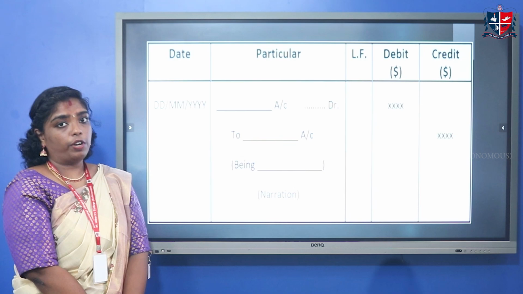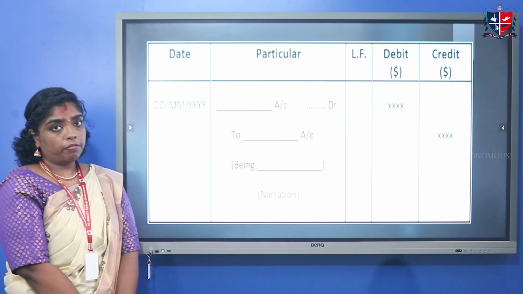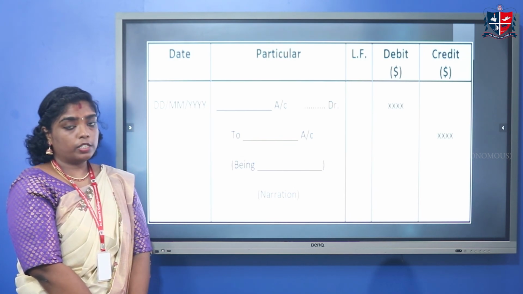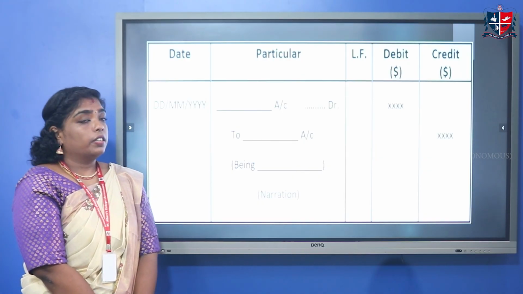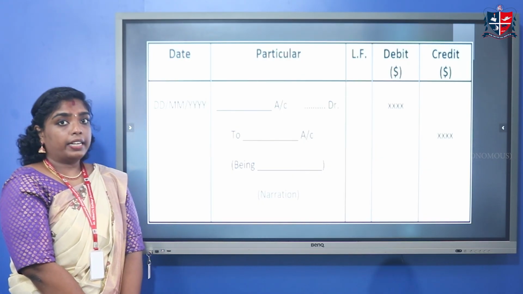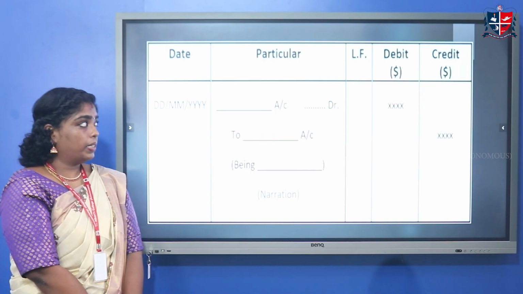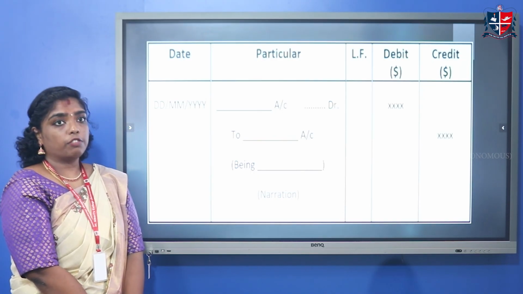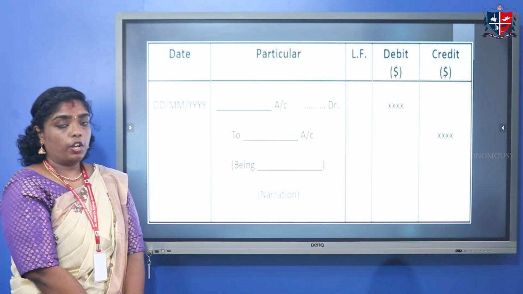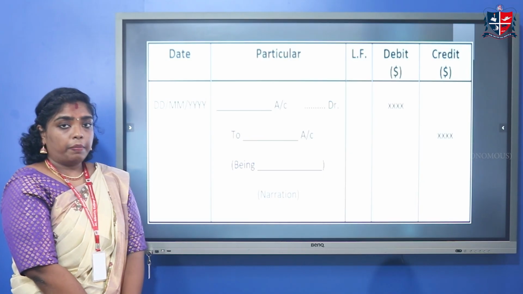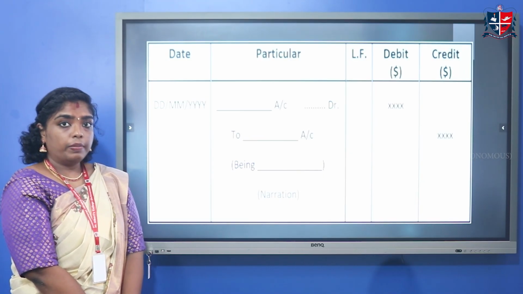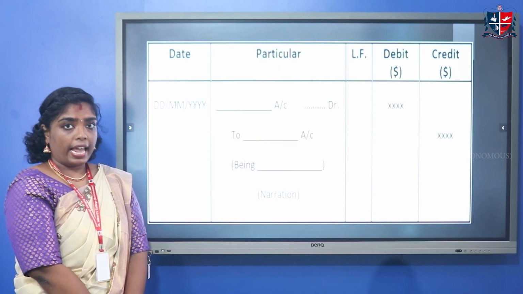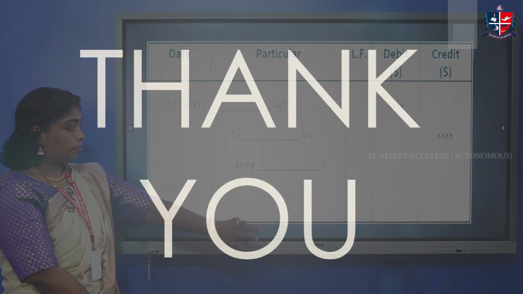Next one is ledger folio or LF. There will be a number, just specify the number under LF. Next one is debit amount and credit amount. Write what is to be debited under the debit column and what is to be credited under the credit column. For each transaction, the debit amount should be equal to the credit amount. Only then will the business transactions tally in future. Thank you.